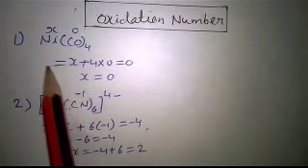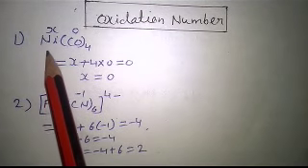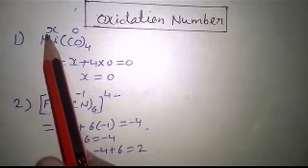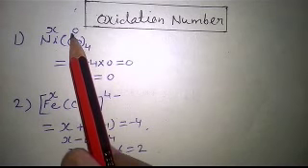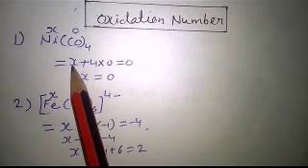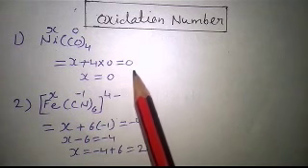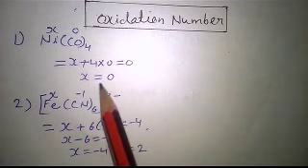Students, now we are doing oxidation number with another example. Let nickel have oxidation number x and the carbonyl ligands have oxidation number 0. So we get x plus 4 into 0 is equal to 0. So the oxidation number of nickel is 0.